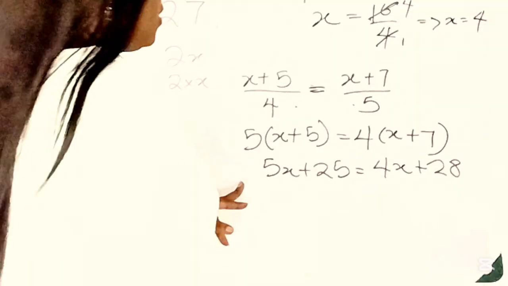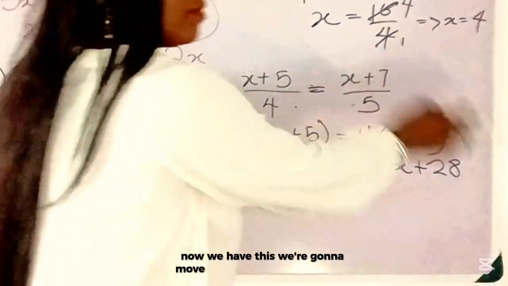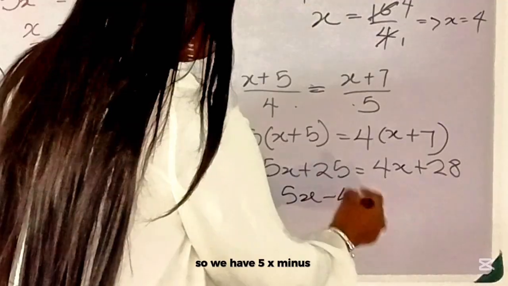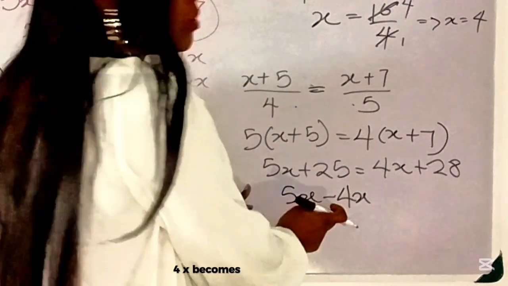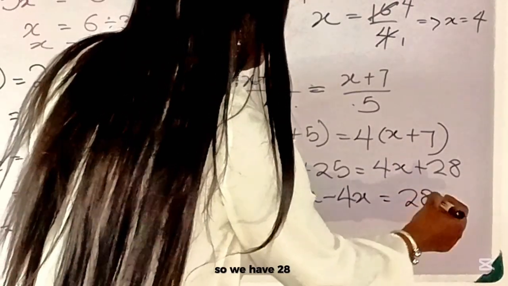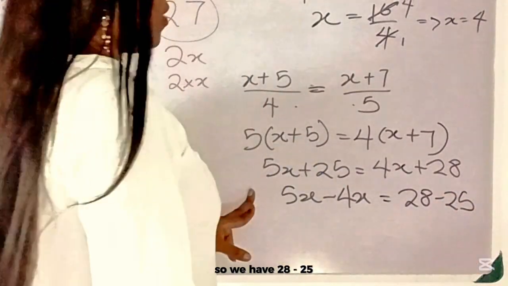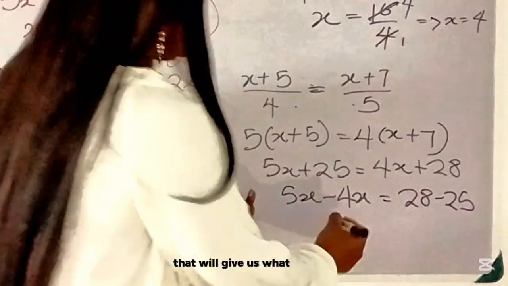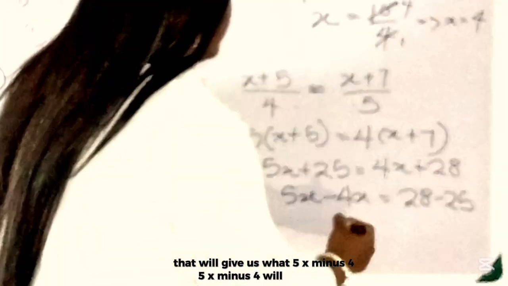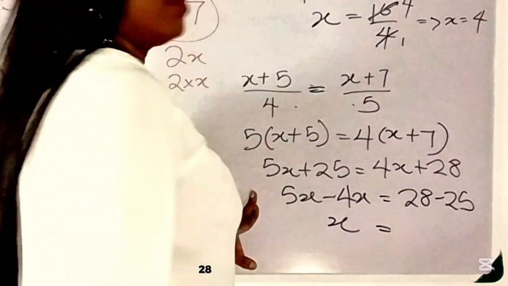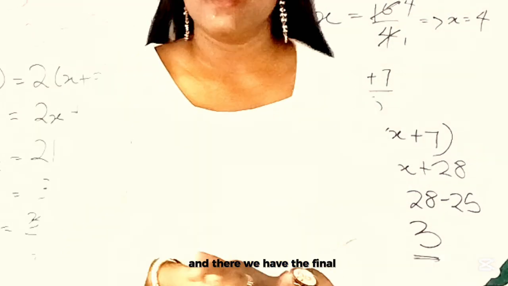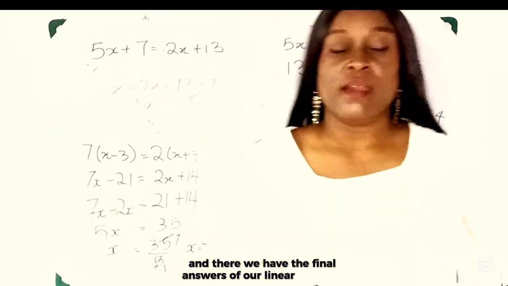Okay, now we have this, we're going to move them where they ought to be. So we have 5x minus 4x. Remember, 4x becomes negative on this side, and 25 becomes negative on this side. So we'll have 28 minus 25. That will give us what? 5x minus 4x will give us x. 28 minus 25 will give us 3. And there we have the final answers of our linear equation.